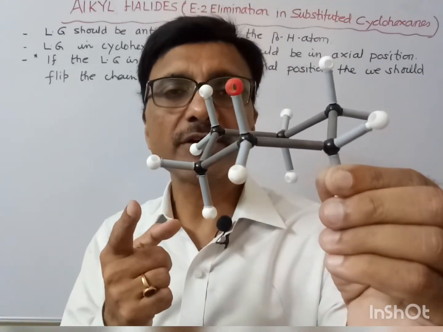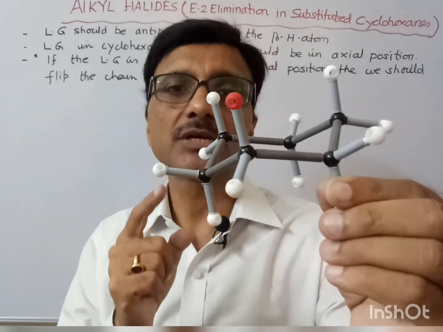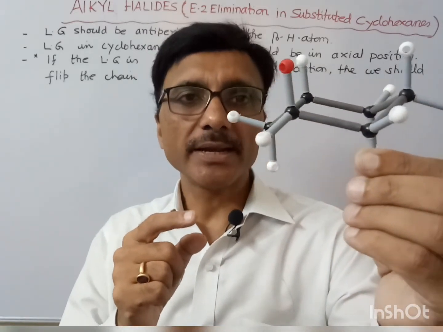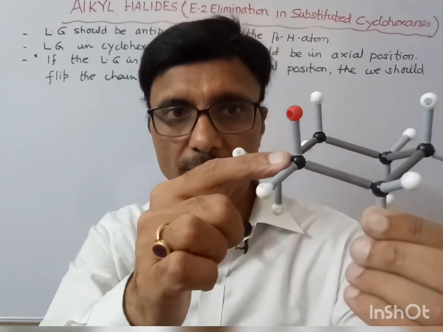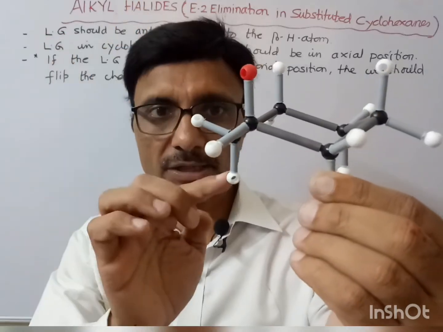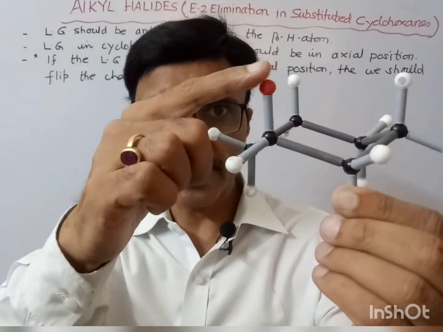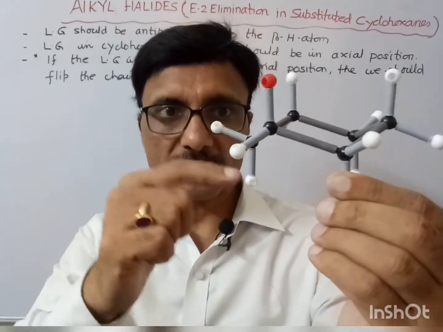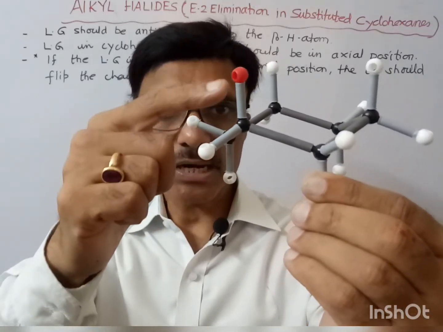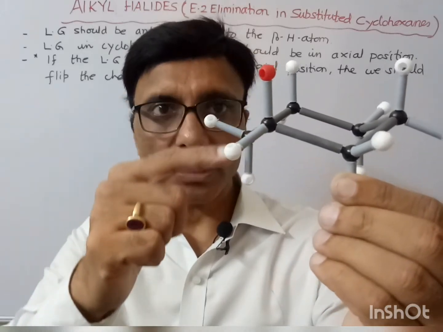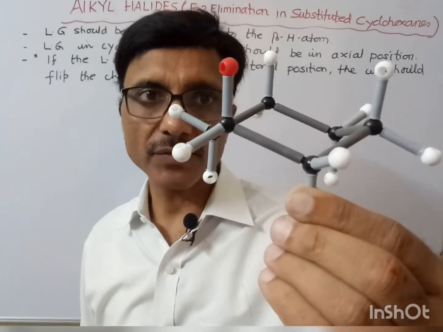So which hydrogen would be removed? The hydrogen which is anti-periplanar to the leaving group. Now let's see this beta H and this alpha carbon. Here this hydrogen can be removed, because these two hydrogen and this halogen are anti to each other, opposite to each other, and also 180 degree to each other. The dihedral angle you can see is 180 degree.